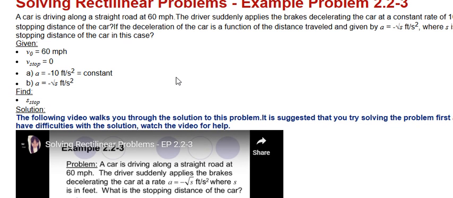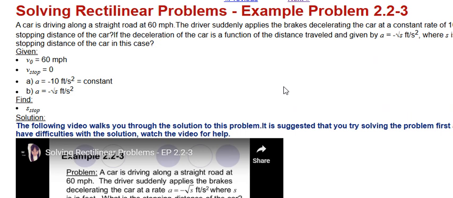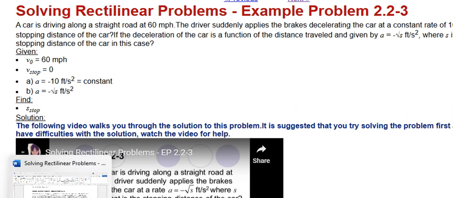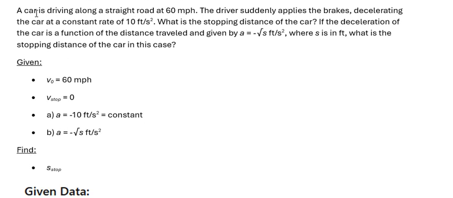So your question is, a car is driving. Let me copy the whole thing out. The question is, there is a car driving along a straight road at 60 miles per hour, and the driver suddenly applies the brake. This is very important.